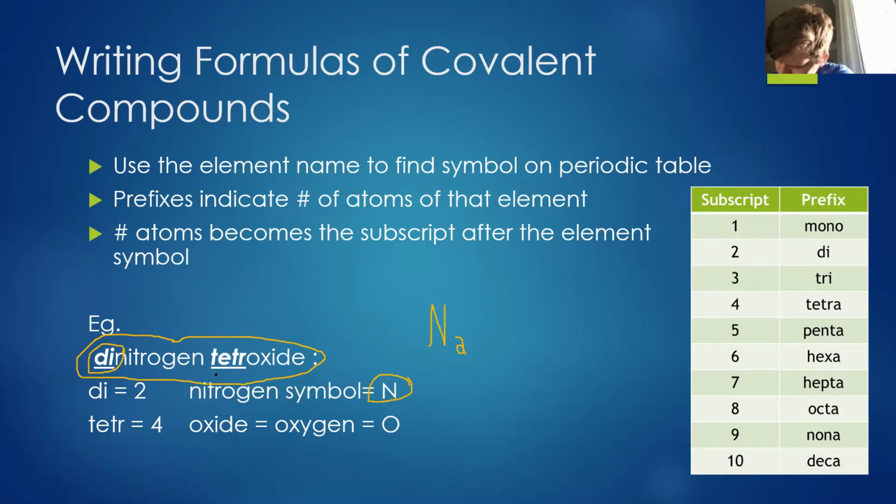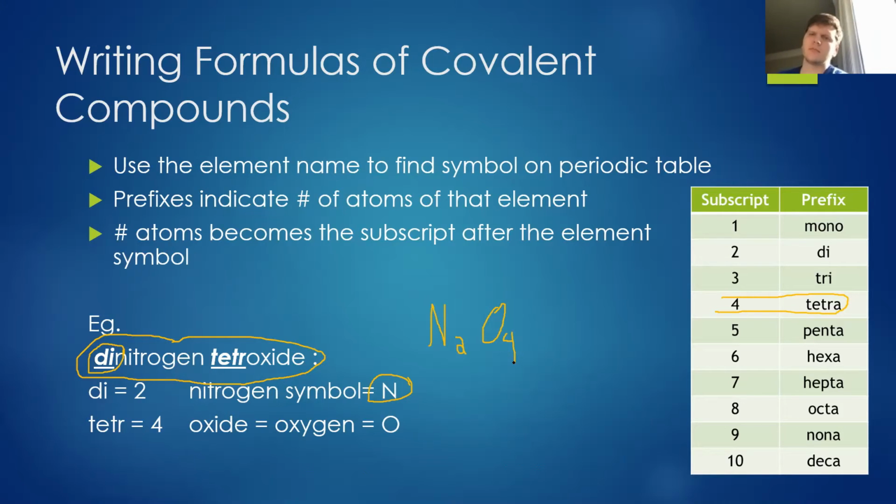The second portion, tetraoxide, well, oxide, that's just the IDE form of oxygen. So the chemical symbol for oxygen is just an O. And then we use the prefix to tell us what the number is going to be. So tetra is 4 when we look at our prefix table. So N2O4 would be the chemical formula for that one. So those ones are nice just because they tell you how many of each by using a prefix.